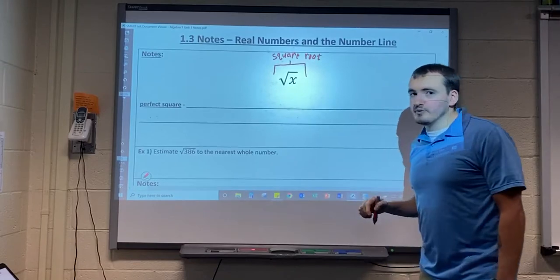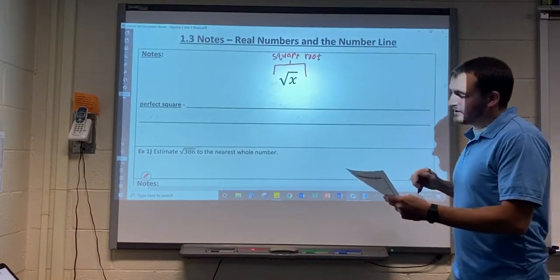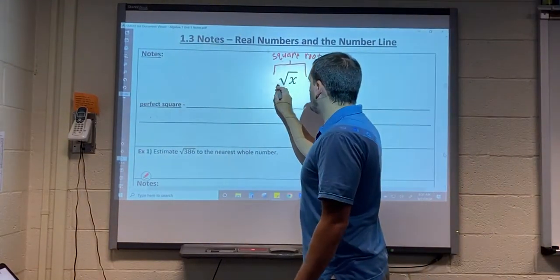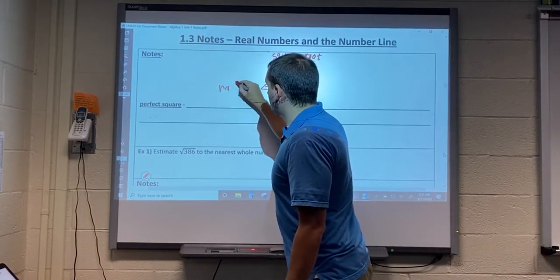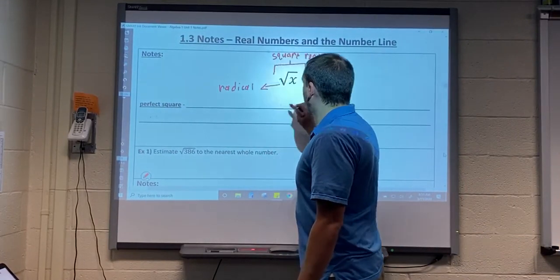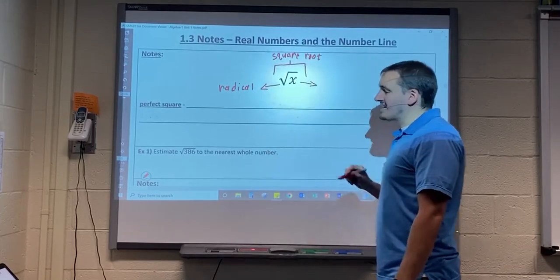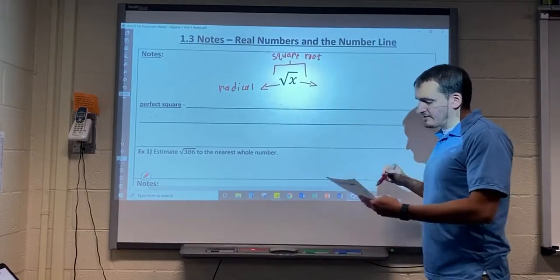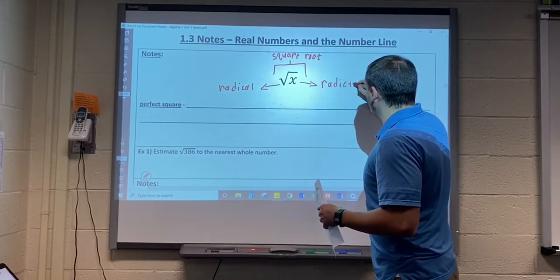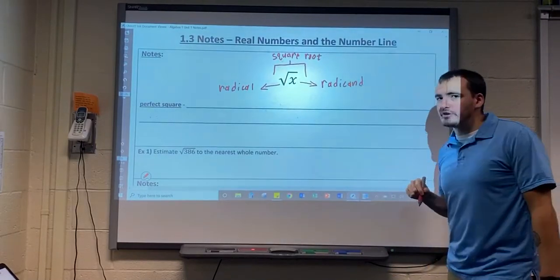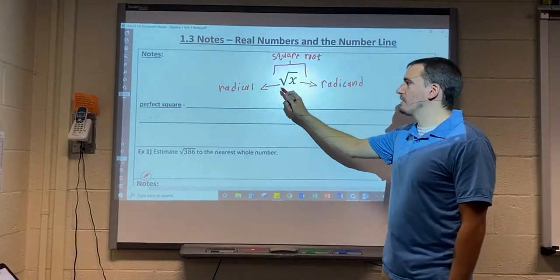A square root is made up of two parts. Okay, the symbol for square root is what we call the radical. And then whatever is inside of the square root or underneath of the square root is what we call the radicand. Okay, so if I ever use those two terms when talking about a square root, you know what I'm talking about.